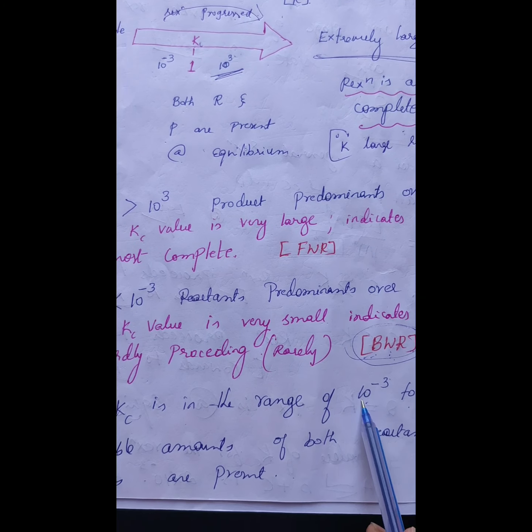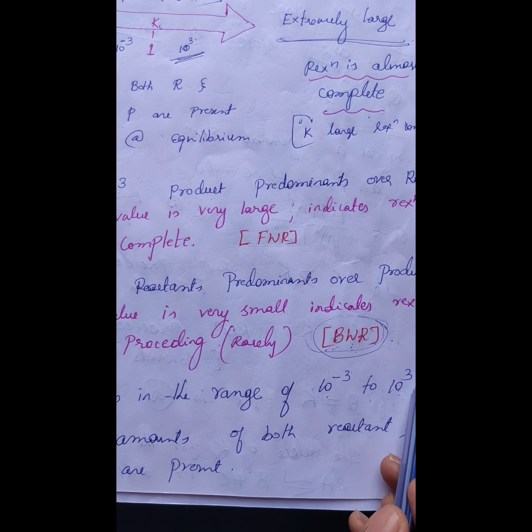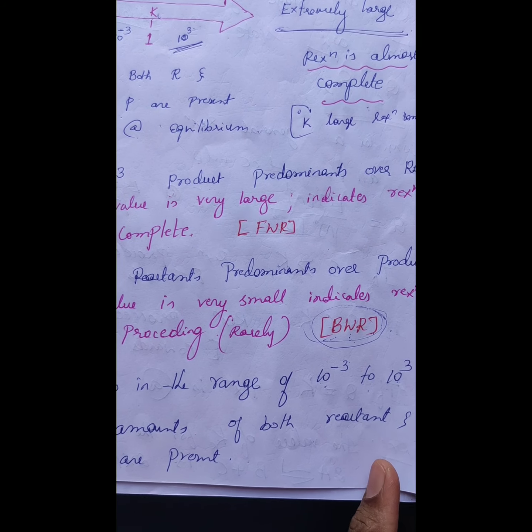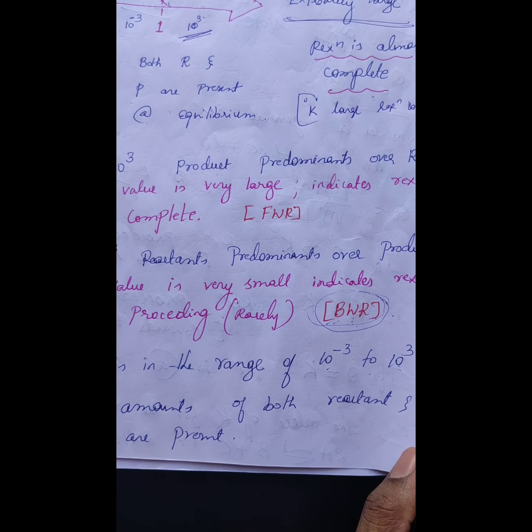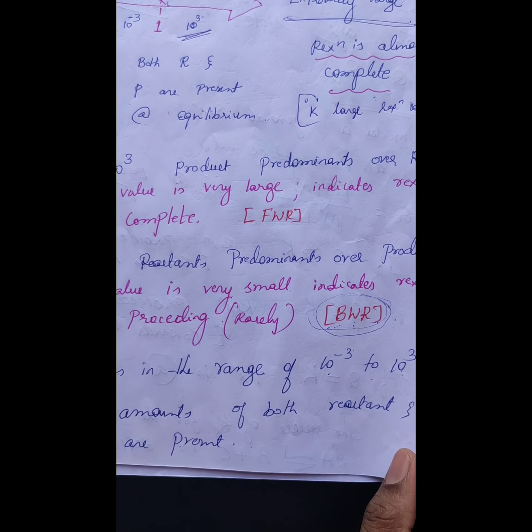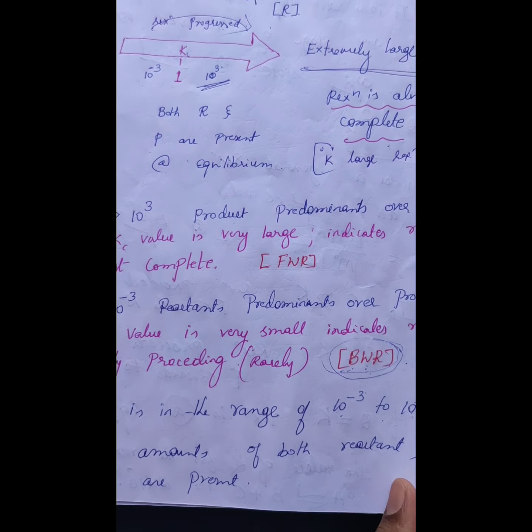If the Kc value is between 10 to the power minus 3 to 10 to the power 3, then both reactants as well as products are available in the reaction media. This is a way by which we can predict the extent of the reaction based on the magnitude.